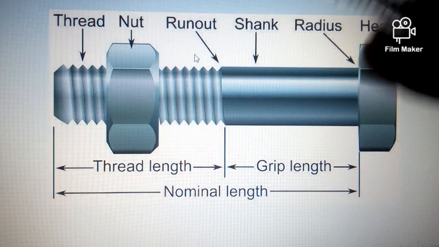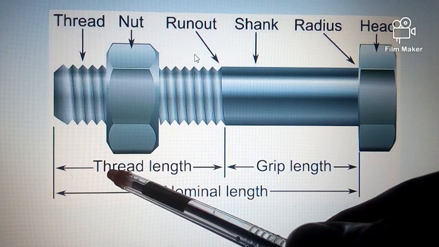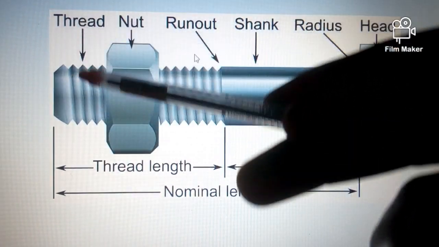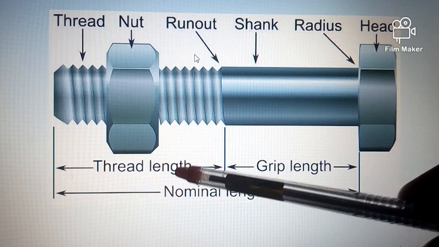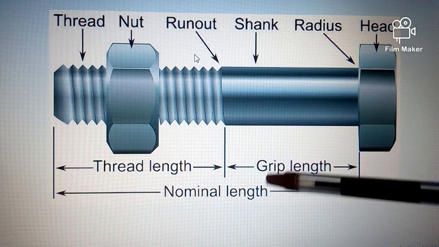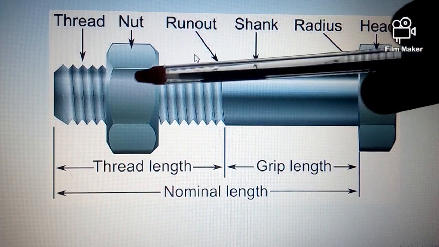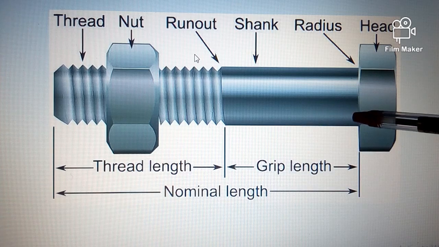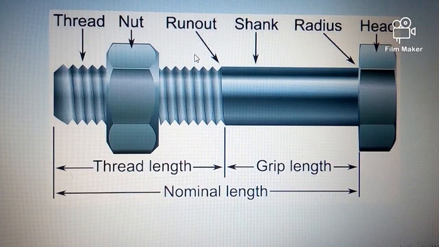Now coming to this, from this part linking to this part, we call it the thread length. All right, where the thread starts, where the threads are contained, from here to here, is known as the thread length. Now from here, that is unthreaded, we call it the grip length. But when we add this part and also this part, which is the grip length plus the thread length, we end up having the nominal length, which is from this part down to this very part. We call it the nominal length.